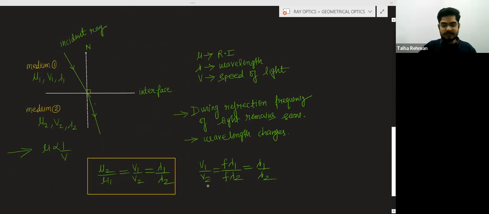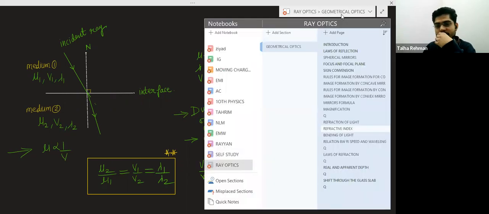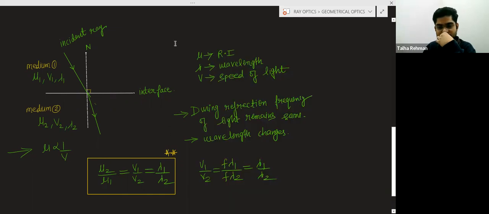Okay. So remember this relation. We'll solve one or two numericals on this relation. What is mu? The refractive index of the medium. Okay, have you all completed?